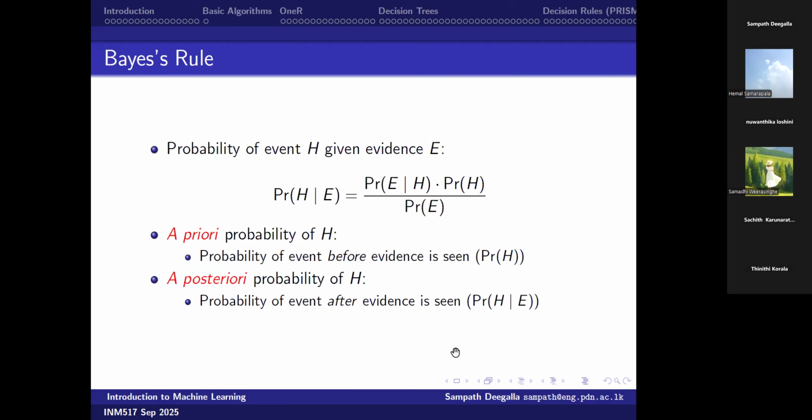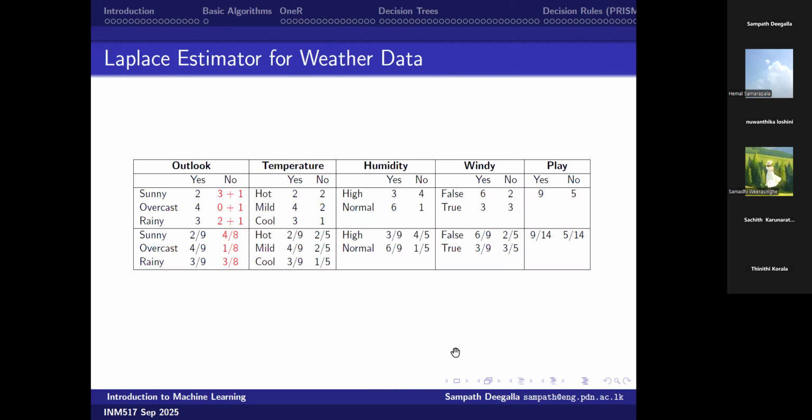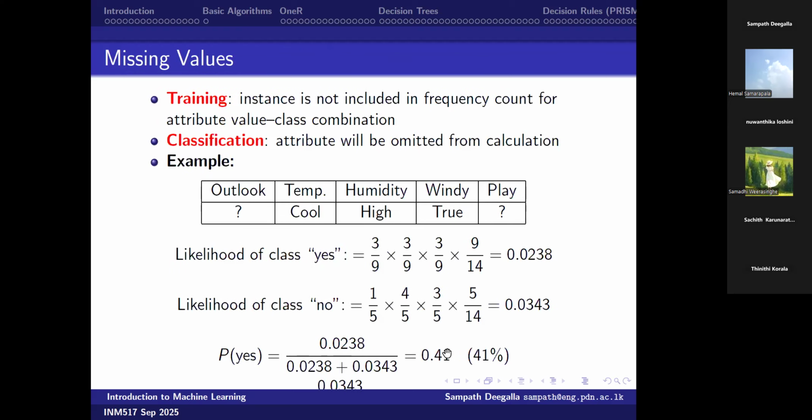Okay, so that's exactly what we needed to discuss. We have observed how you handle 0 values. What about missing values? Now let's look at an example. How do you handle missing values in this particular case? If you have missing values in the naive Bayes classifier, you don't include those instances in the combination.